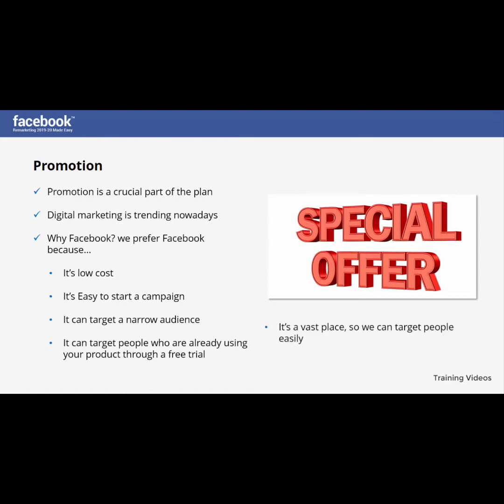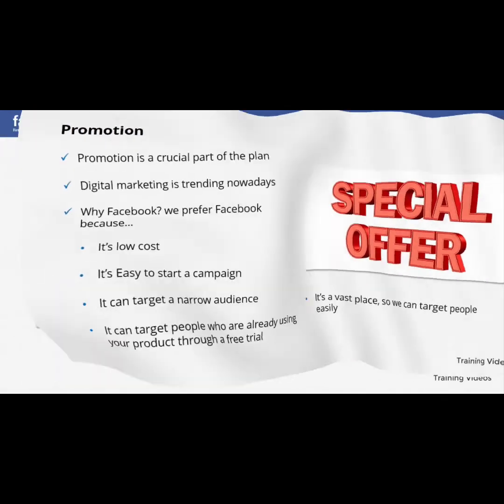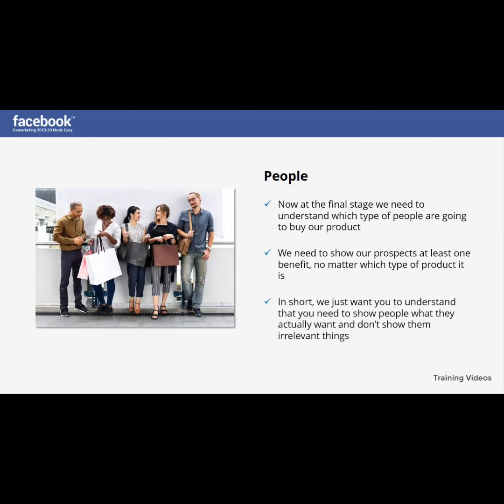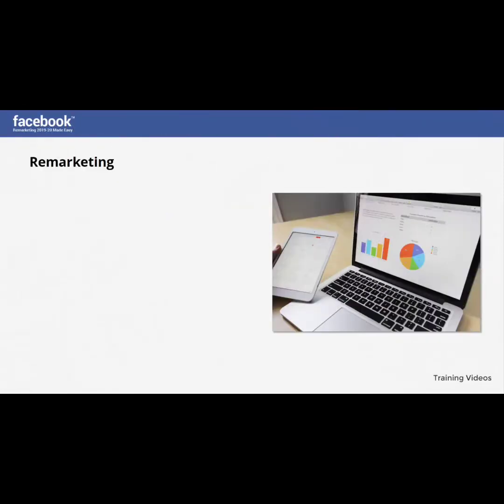It's a vast place, so we can target people easily. Now at the final stage, we need to understand which type of people are going to buy our product. We need to show our prospects at least one benefit, no matter which type of product it is. In short, we just want you to understand that we need to show people what they actually want, and don't show them irrelevant things.